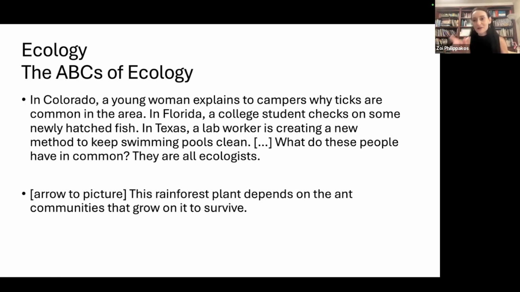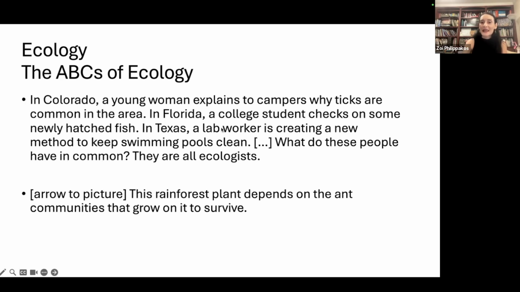I stopped, I figured out the word, I reread the sentence. And now I will continue. In Florida, a college student, ready? Begin. In Florida, a college student checks on some newly hatched fish.